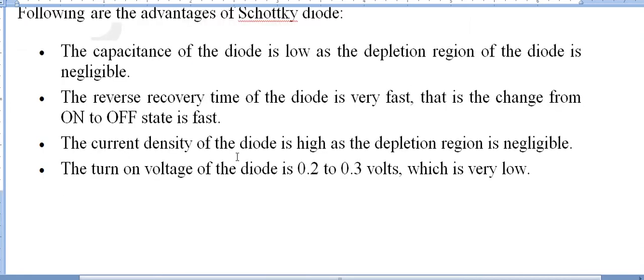The current density of the diode is high as the depletion region is negligible. Next, the turn on voltage of the diode is 0.2 to 0.3 volt, which is very low. So these are some of the advantages, and because of these advantages, this Schottky diode finds wide application when we are dealing with high frequency signals.